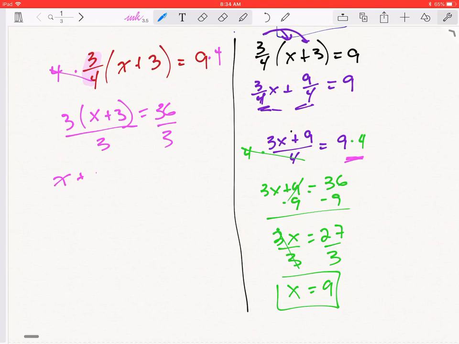So that's going to give me x plus 3 is equal to 36 divided by 3, which goes in 1 time, so that's going to be 12. I'm going to subtract 3. It's going to give me x is equal to 12 minus 3, which is 9.